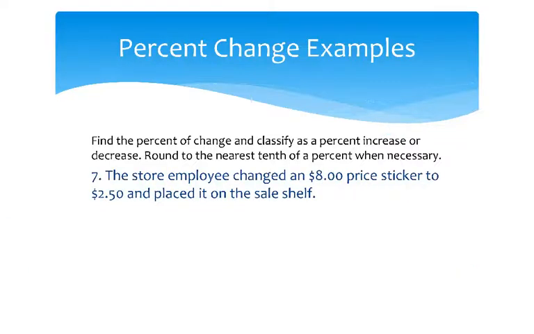So number 7, the store employee changed an $8 price sticker to $2.50 and placed it on the sale shelf. So highlight the important parts. So you have an $8 price sticker, and I'm going to underline the word changed because they're changing it to $2.50, and I'm going to underline the word sale. That just tells you what's going on here. So your formula, new minus old, all over old.